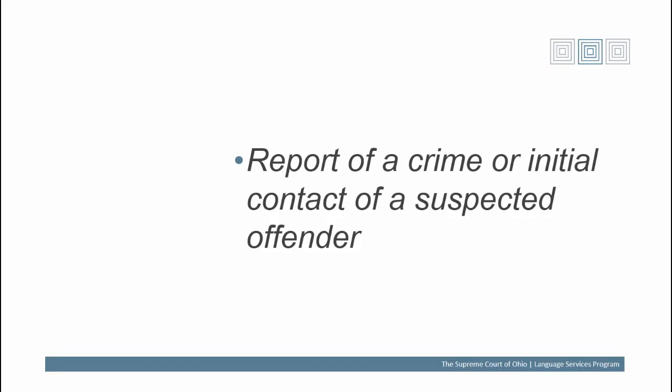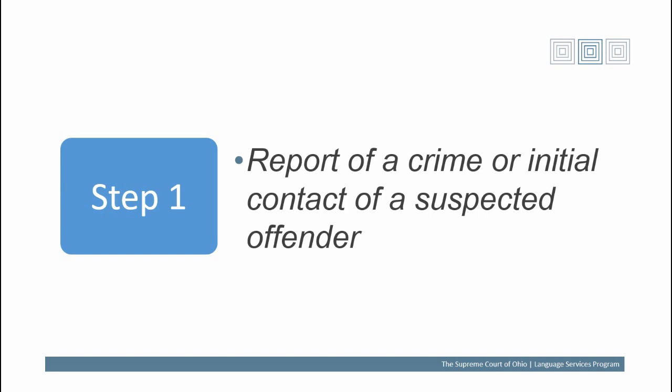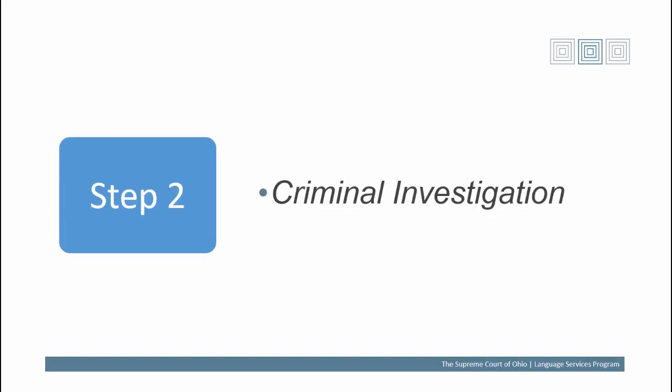Often, the first step is the report of a crime or there is an initial contact of a suspected offender. Next, there is usually a criminal investigation, also known as the process of discovering, collecting, preparing, identifying, and presenting evidence to prove the truth of what happened and who is responsible.